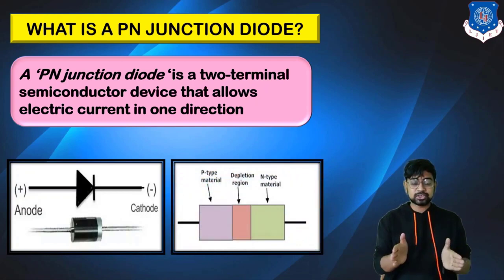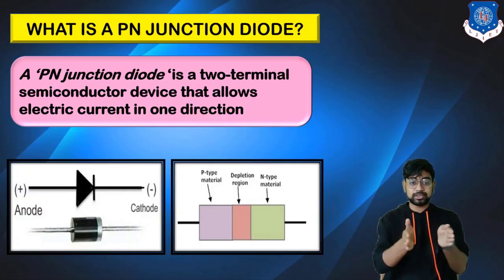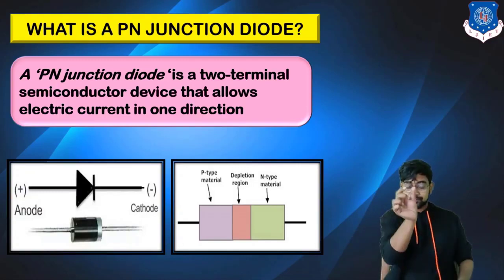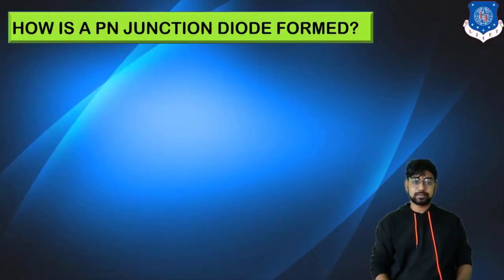Now, how is its construction? You can see that on one side you have p-type semiconducting material, and on the other side you have n-type semiconducting material, and these two are sandwiched. When they are diffused and sandwiched, one region is created that is nothing but a depletion region. Now, let's see how the depletion region comes into the picture.